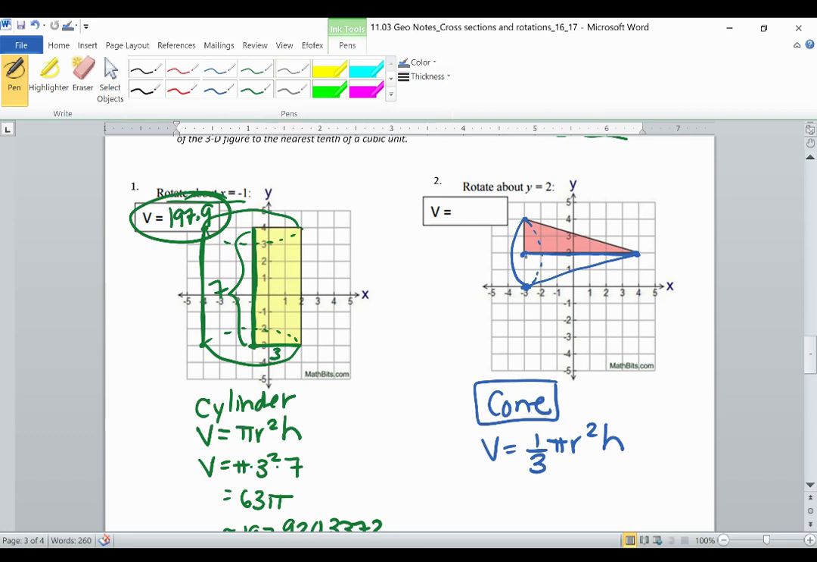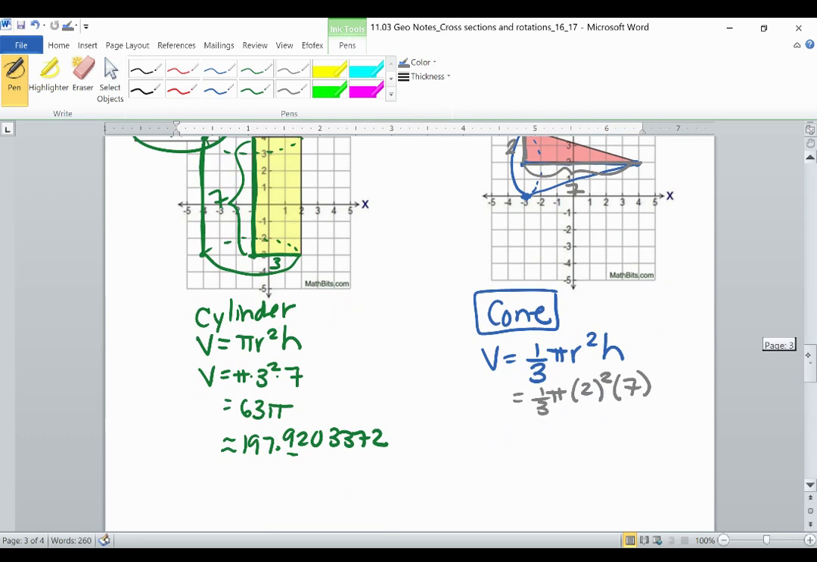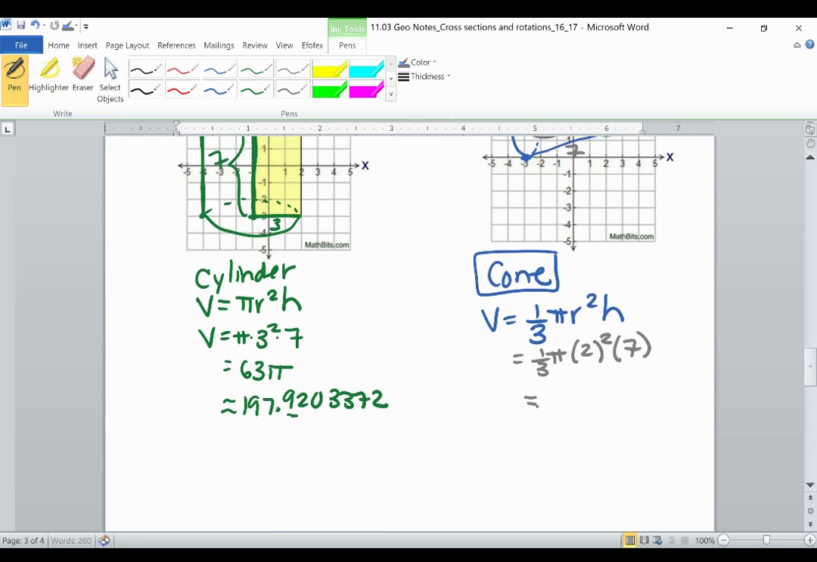So our radius here is going to be this height of the triangle, which is 2 boxes. Our height of the entire cone will be the length of that entire triangle, which looks like it is 7 boxes again. So we want to take 1/3 pi. The radius is 2 squared, which is 4, times the height, 7. Multiply those together. So we'll get 4 times 7 is 28/3 pi, because 28 times 1/3 would be 28/3.